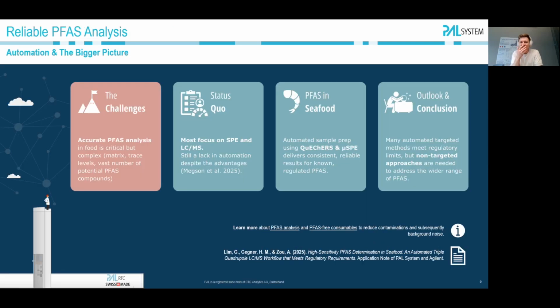So if we zoom out a bit, I think it becomes clear that accurate PFAS analysis in food is vital, but clearly complex. Currently, most of the studies focus on established offline SPE LCMS methods. Although this can be automated, and is already automated, and arguably would make it more robust and more routine, it's still underutilized. I showed you a QuEChERS combined with micro SPE example that provides consistent and reliable data needed for the PFAS we know about and regulate today.